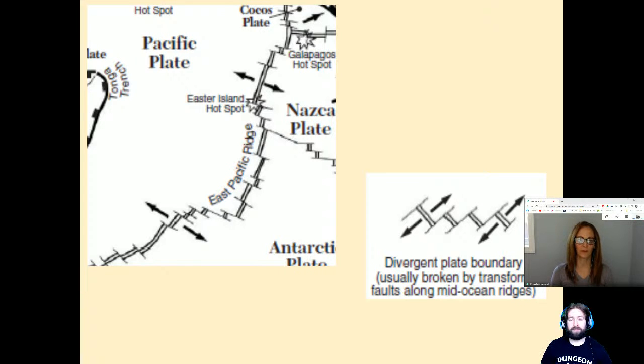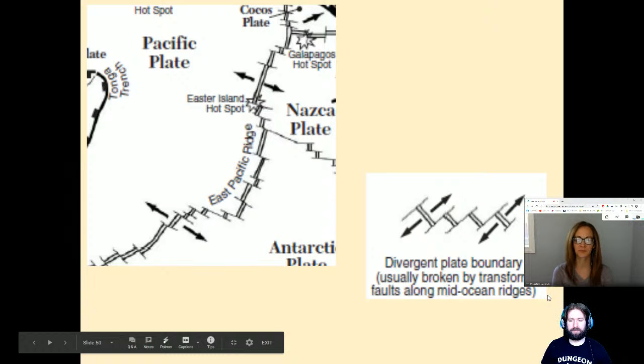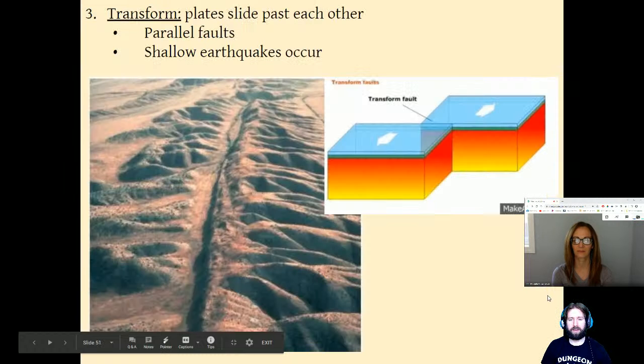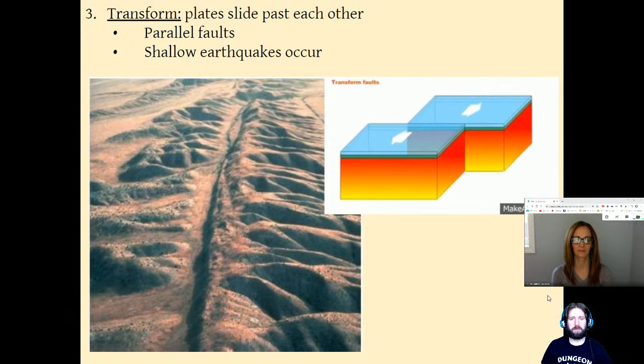Typically where you have the divergent boundaries, you're going to have some sort of ridge. Depending on where it is, that'll give you the name of it. They all have different names.